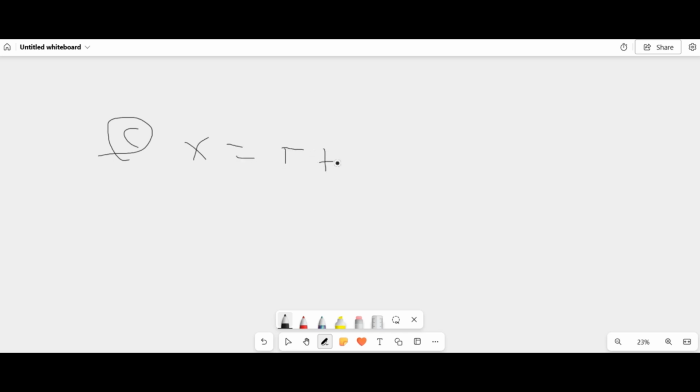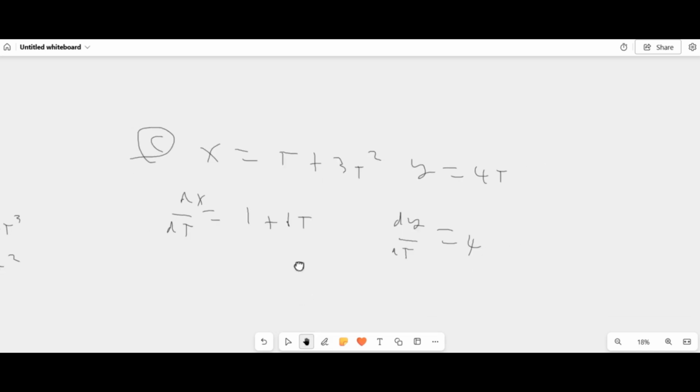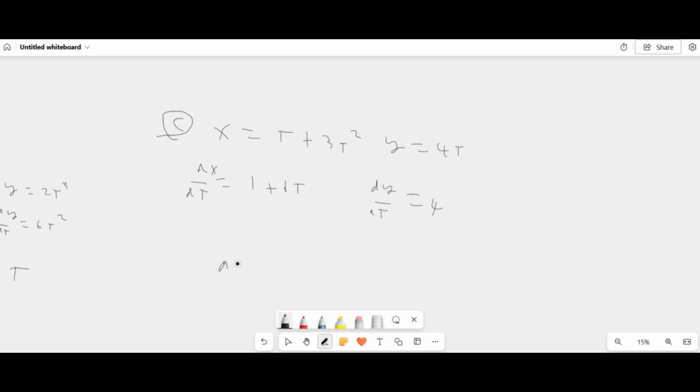x equal to t plus 3t squared, y is equal to 4t. So we've got dx over dt, that's going to be 1 plus 6t. And then dy over dt is going to be 4. So therefore, dy over dx is going to be 4 over 1 plus 6t. Alright, d.